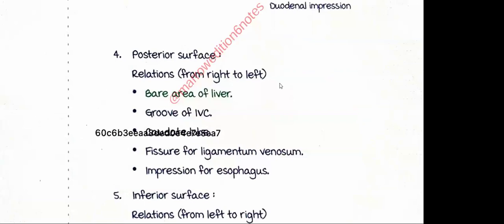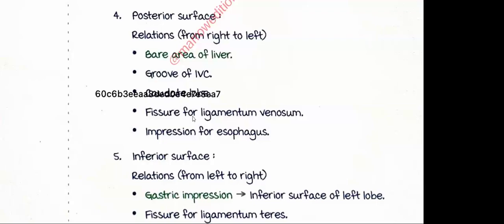Posterior surface, relations from right to left: bare area of liver, groove of IVC, inferior vena cava, fissure for ligamentum venosum, impression for esophagus.